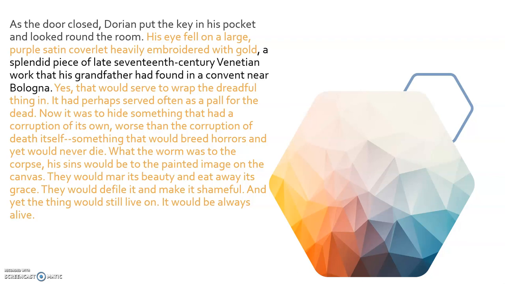Now it was to hide something that had a corruption of its own, worse than the corruption of death, something that would breed horrors and yet would never die. What the worm was to the corpse, his sins would be to the painted image. You see here that he has accepted that he's going to sin, and that this is going to corrupt and mar and rot this painting. They would mar its beauty and eat away its grace. They would defile it and make it shameful, and yet the thing would live on. It would always be alive. So he knows what he's doing.